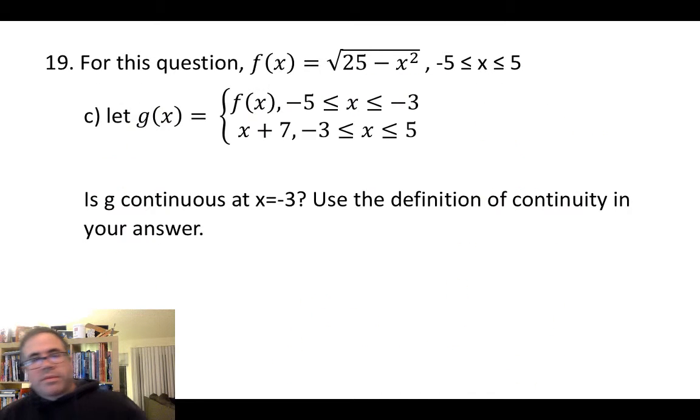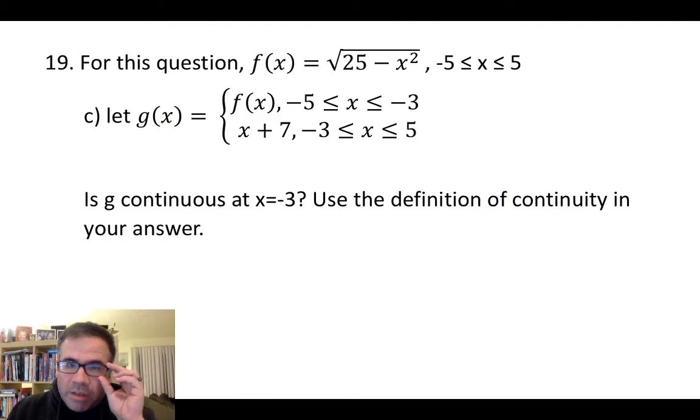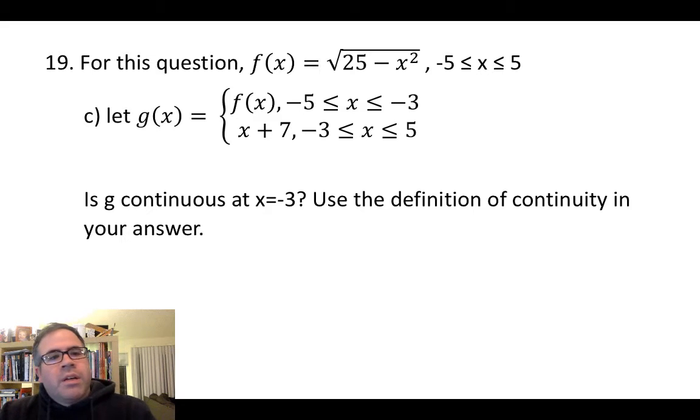Moving on. Now, here, reminding you a little bit of ideas of continuity and piecewise defined function. So we have another function g. Oh, I didn't change it for here. Anyways, we have a new function g, where g is just equal to f when x is between negative 5 and negative 3, and it's equal to x plus 7 when x is from negative 3 to 5. Okay, and so we ask, is g continuous at x equals negative 3? We'll use the definition of continuity in your answer.